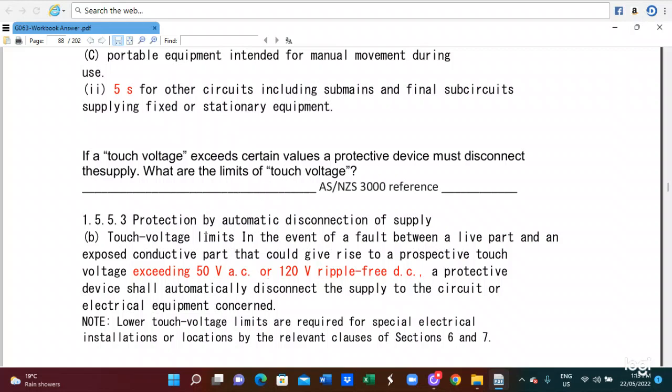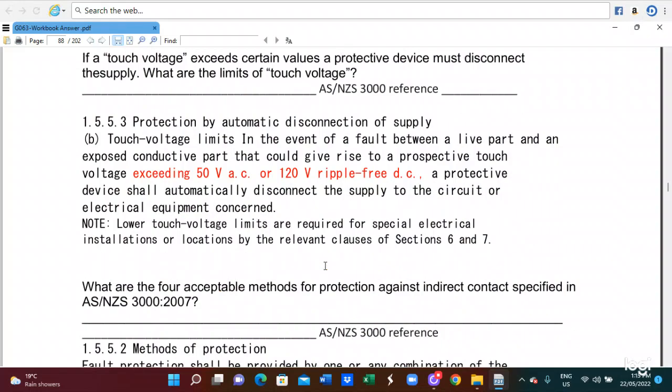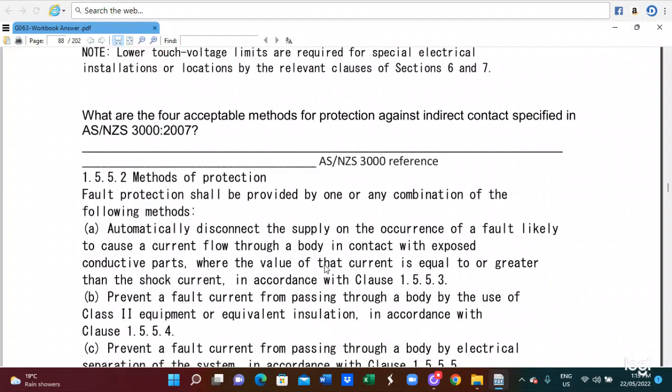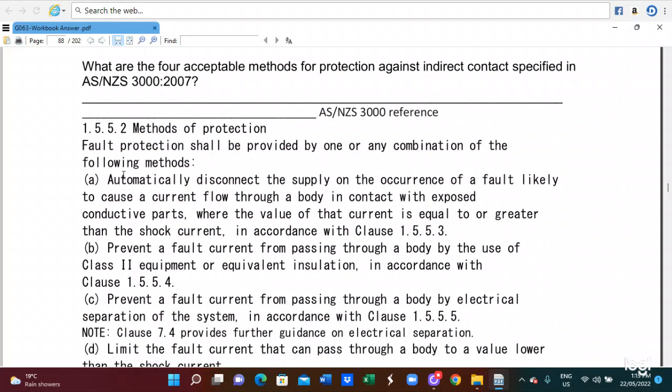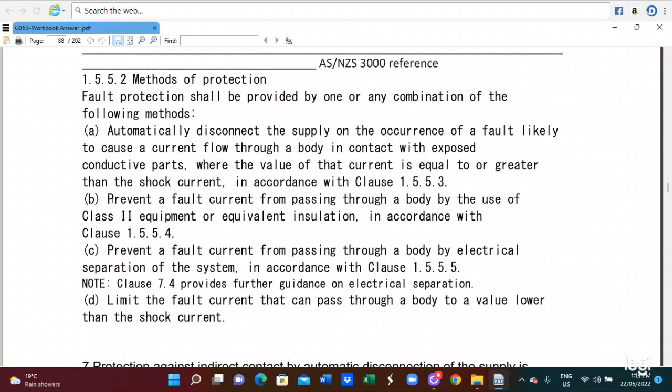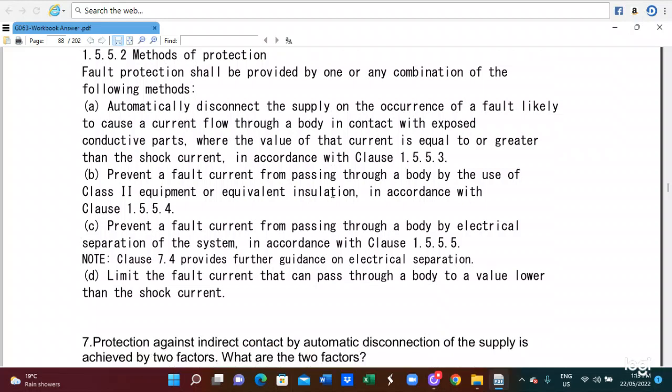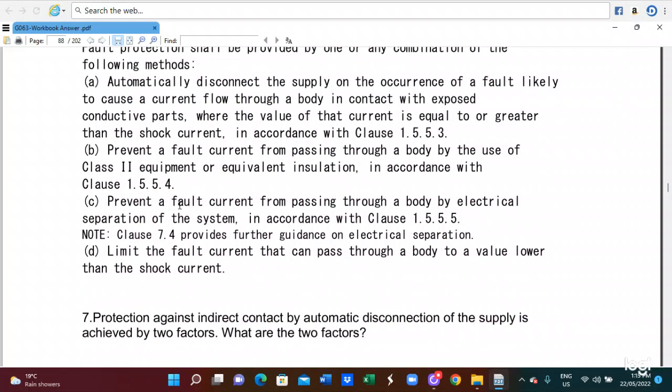What is the limit of touch voltage? So across the 1.5.5.3, it is 50 volt AC or 120 volt DC. Remember 120 DC. What are the 4 acceptable methods of protection against indirect contact specified in AS/NZS 3000:2007? So this is the clause 1.5.5.2, a method of protection. So the automatic disconnection of supply prevents the fault current from passing through the body, or prevents the fault current passing through the body by electrical separation, limiting the fault current.